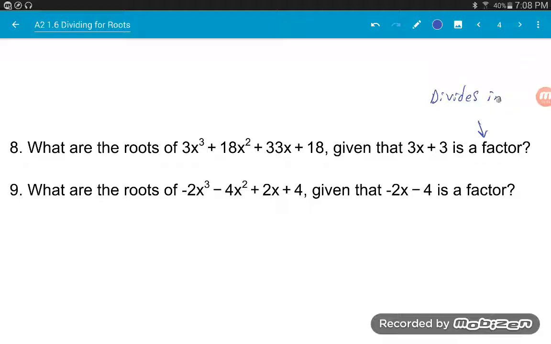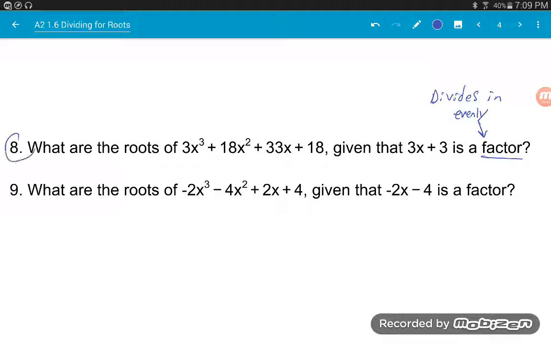divides in evenly. It divides in evenly. That's the whole point of a factor. That's the usefulness when we're doing division. So that indicates that we should be dividing. So we need to divide, then we need to factor, then we need to find the roots. And then I'll even show you how to graph it.